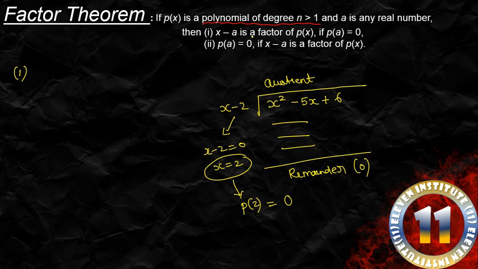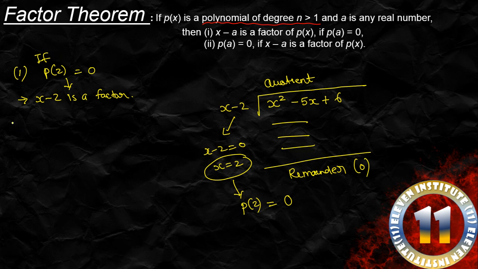Same thing is written here. If p of a is 0 then x minus a is a factor of p(x). That means if it is given somewhere that for a particular polynomial p of 2 is equal to 0, then for that polynomial x minus 2 is a factor. When p of 2 is 0, then and only then x minus 2 is a factor.